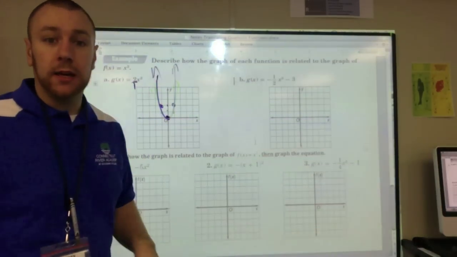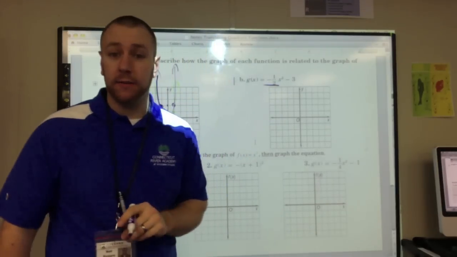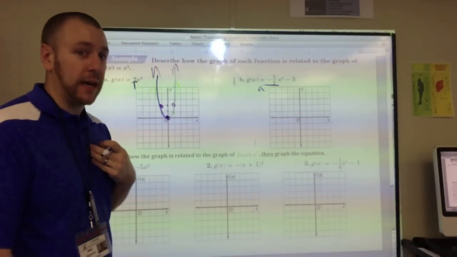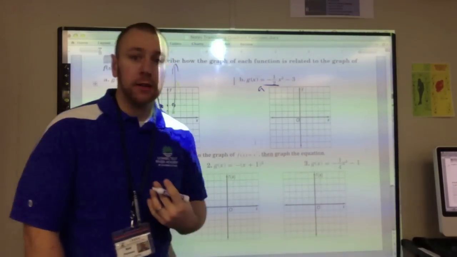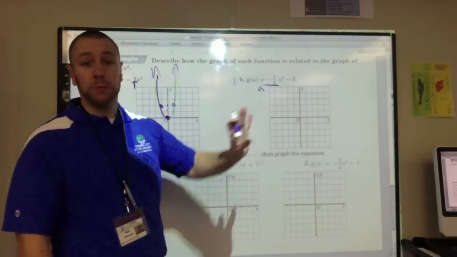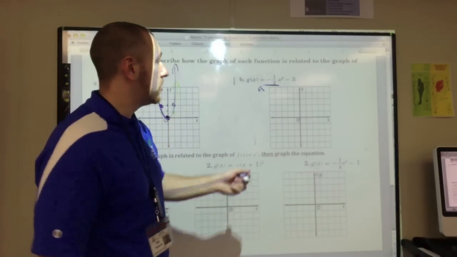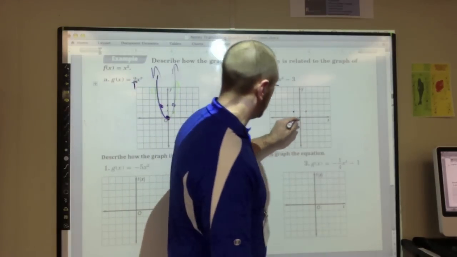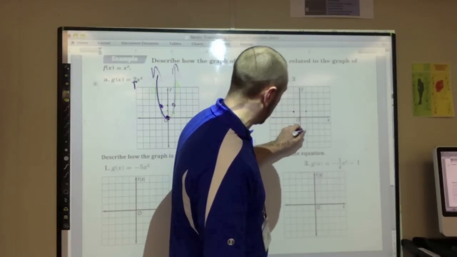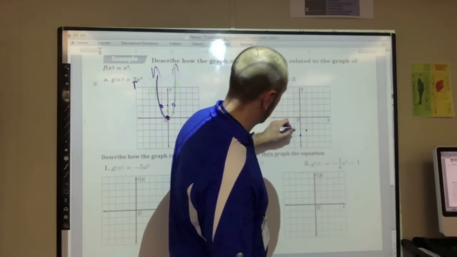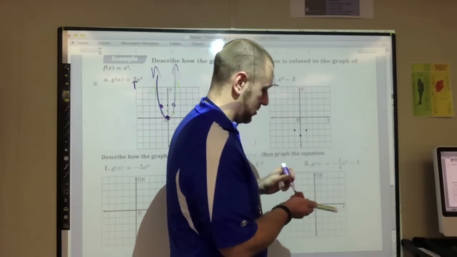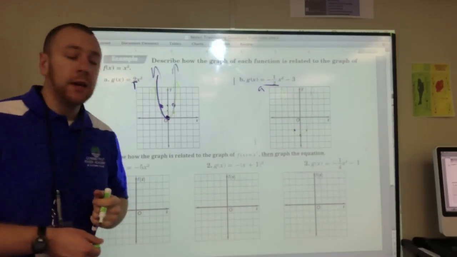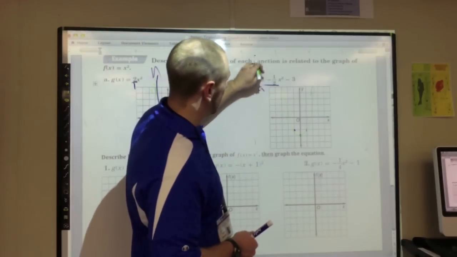In example B, we have a negative 1/2. That's going to be my a. And I also have this minus 3. So the question I have is, okay, is this minus 3 h or is it k? Because there's no parentheses, it has to be the k. So I'm going to take my original points. My 3 points, I always just mark them a little bit. And then I'm going to move them down 3. So now my parabola has moved down 3. I can kind of sketch it out like that.